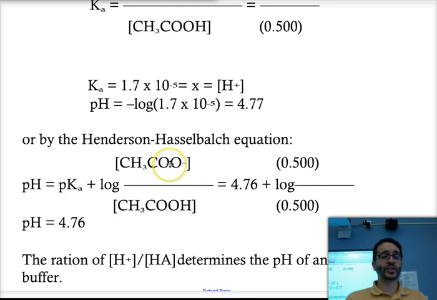So notice something interesting. When the concentration of the conjugate base and the concentration of the conjugate acid are equal to one another, the pH equals the pKa of the acid. And that's a really important bit of information. So whatever ratio we make of conjugate base to acid is going to affect the pH of the buffer. If we change that ratio, we can change the pH of the buffer.